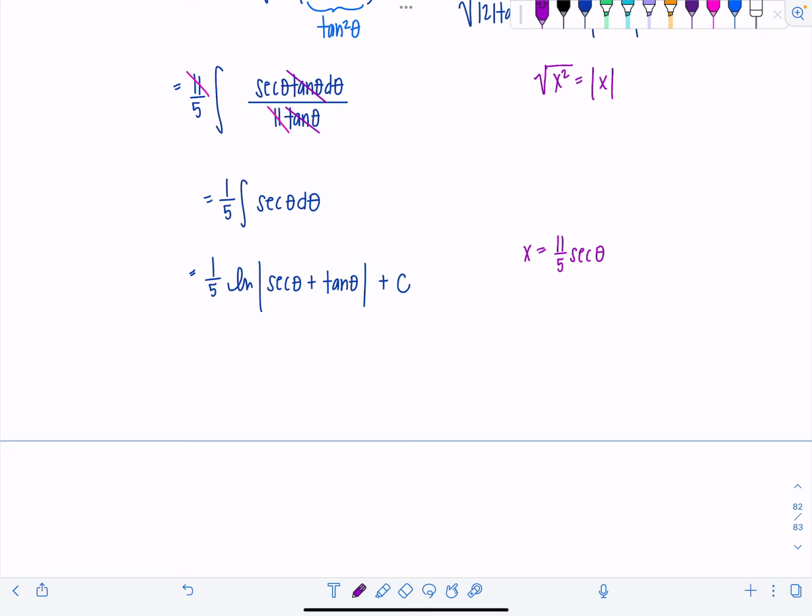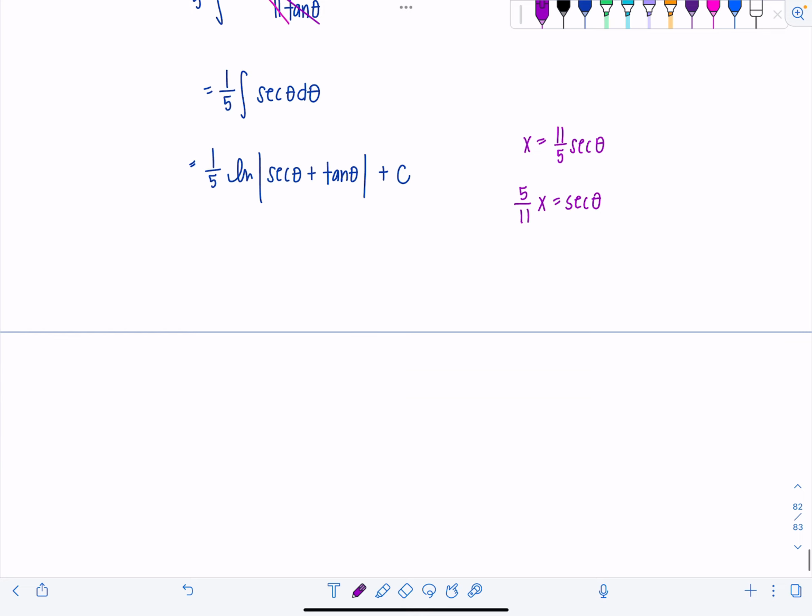Isolate the trig function, meaning 5/11x is secant theta. I'm fine leaving it like that. If you're not comfortable, you can rewrite it as cosine theta equals 11/5x. That's fine. Whatever you need to do to draw this lovely triangle, this theta triangle.